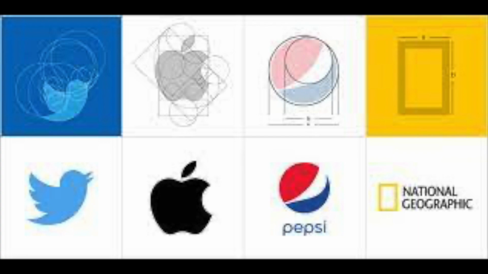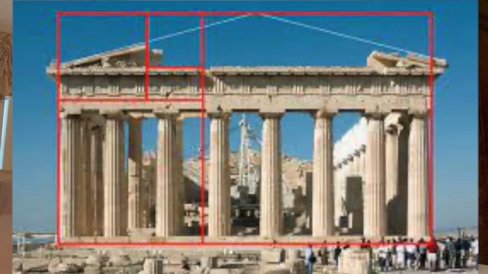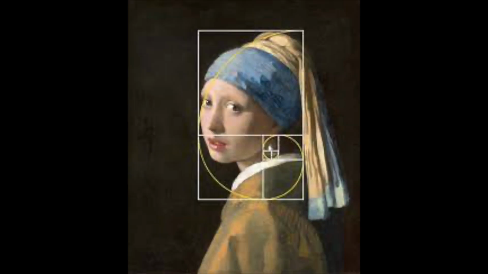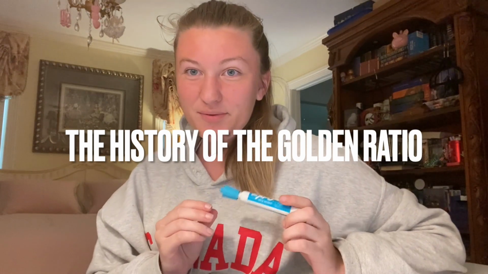I looked through everything in the golden ratio, I studied everything in the golden ratio, and I was just so interested in it. Wherever I looked, I found it. I found it in trees, logos, ancient Greek buildings, the Renaissance. I found it everywhere. And so I decided to make a video about it. So without further ado, hello and welcome to the history of the golden ratio.